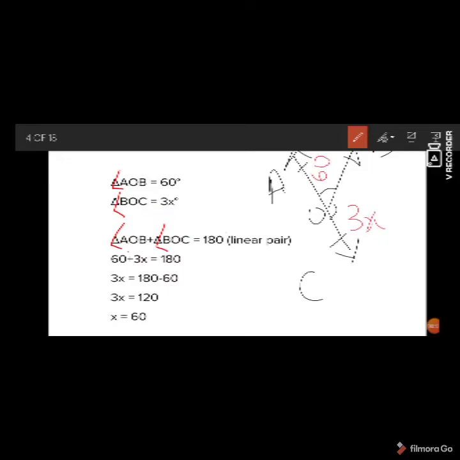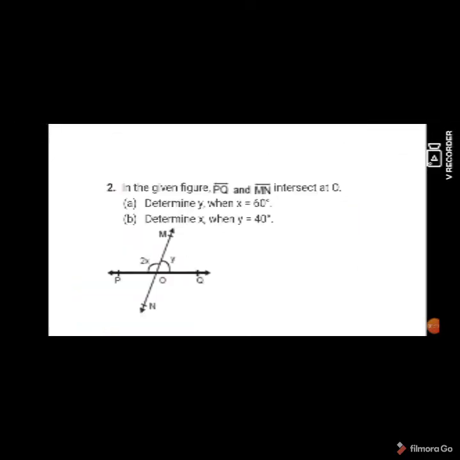So 60 degree plus 3x is equal to 180 degree, which implies 3x is equal to 180 minus 60, which implies 3x is equal to 120 degree. So x is equal to 40 degree. So here is a little bit of misprint in the answer. So x will be 40 degree.